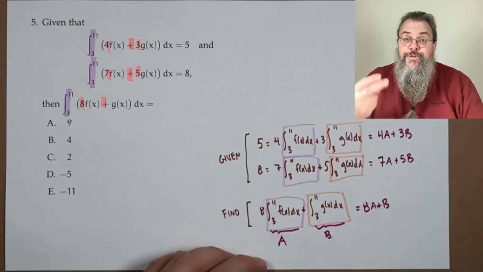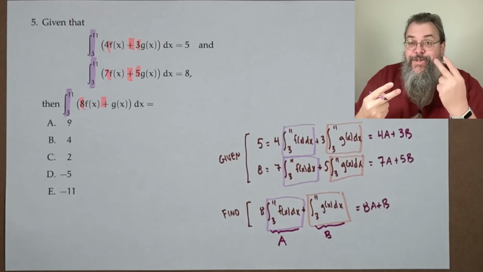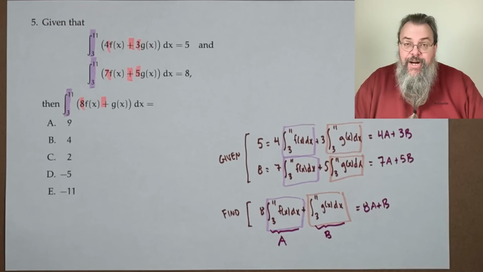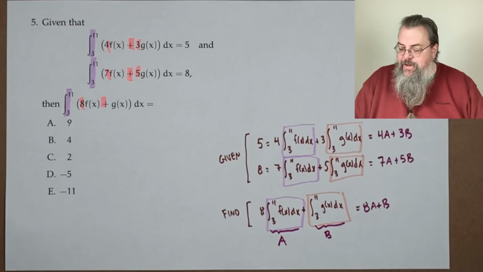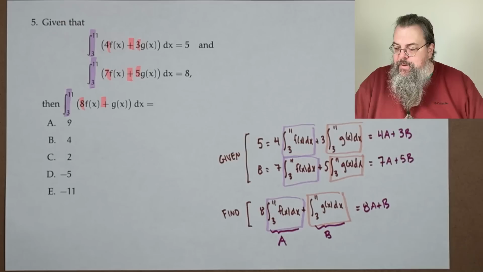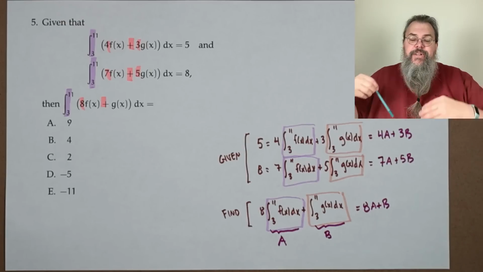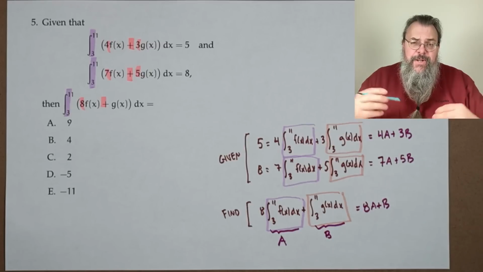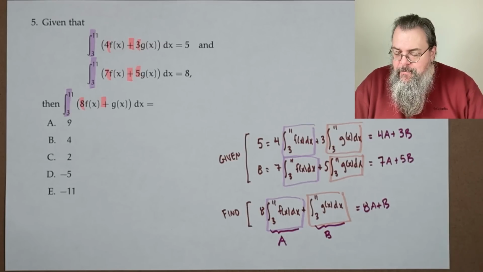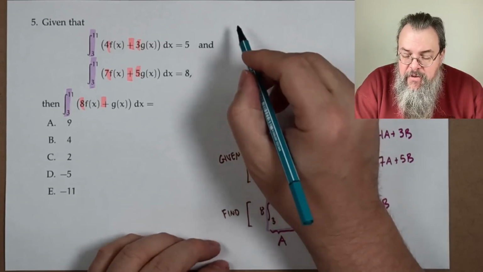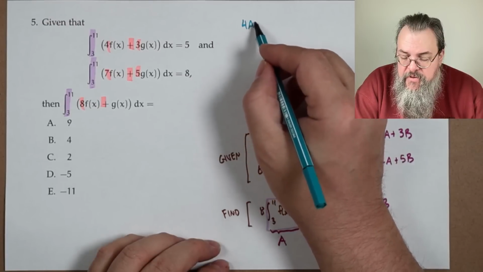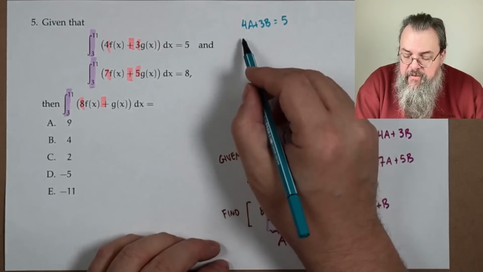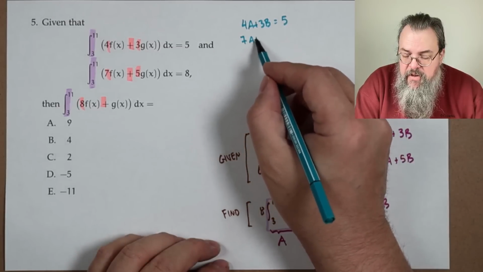So we have two equations, two unknowns. Classic calculus math type problem. Sometimes I like to call it the bread and butter, right? We just do these over and over and over again. It wouldn't feel like a calculus test if we didn't have at least one of these floating around. All right, so let's work through. We have 4A plus 3B equals 5, and we have 7A plus 5B equals 8.